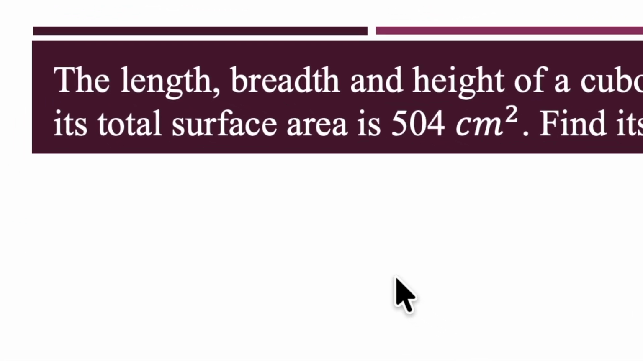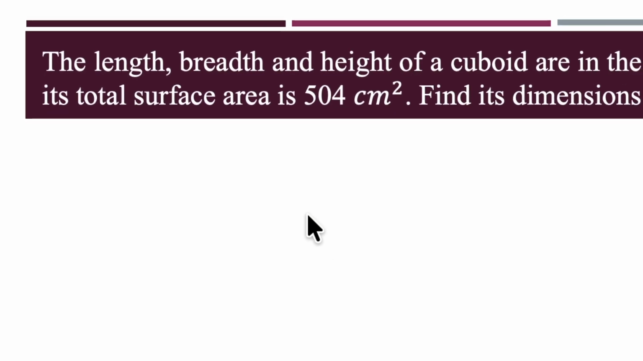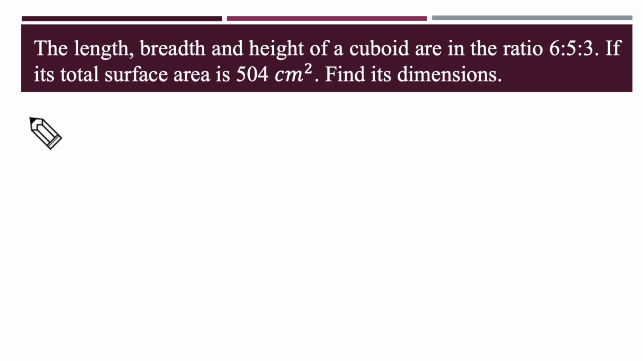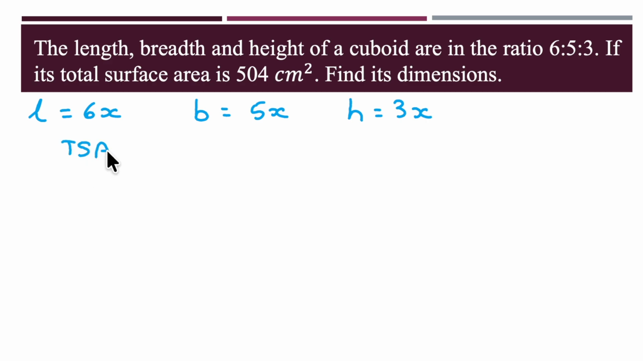The length, breadth and height of a cuboid are in the ratio 6:5:3. So let length be 6x, breadth be 5x and height be 3x. Total surface area is given as 504 centimeter square. Formula for TSA: 2 times (L into B plus B into H plus L into H).